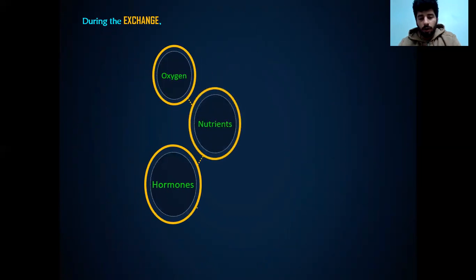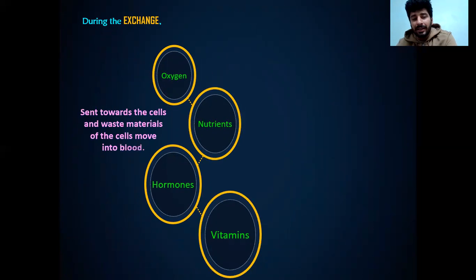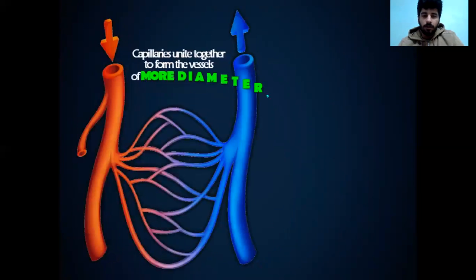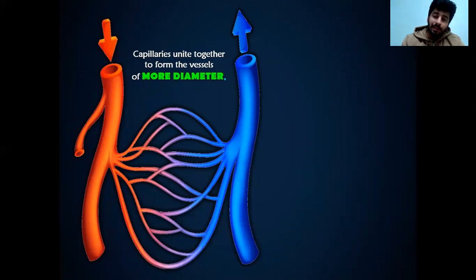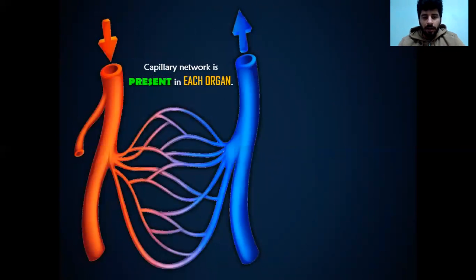Now, during the exchange, as I said, oxygen, nutrients, hormones, or vitamins are going to enter the cell and waste material is going to come back into the capillaries, that is, into the blood. Once this is done, the waste material is collected. Then these capillaries will come back together, their diameter will increase, and now they are going to form our veins. And then they are going to be pushed into our heart. So the capillary network is present in each and every organ, each and every part of your body.